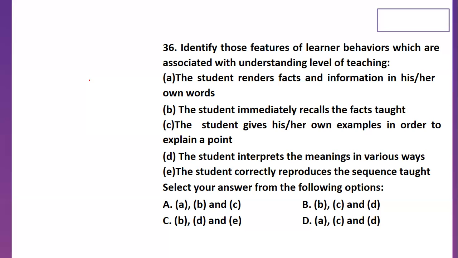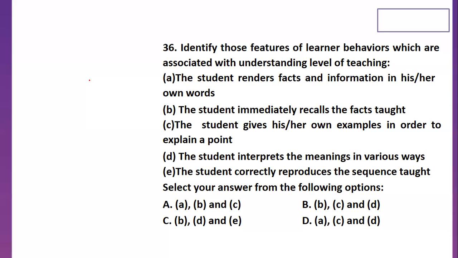The student renders facts and information in his or her own words. The student immediately recalls the fact taught. The student gives his or her own examples in order to explain a point. The student interprets the meaning in various ways, and the student correctly reproduces the sequence taught. So which of the following behaviors are associated with the understanding level? You have to find the understanding level. Once again, I repeat: rendering facts and information, immediate recalling, explanation of a point, interpretation, and reproducing the sequence.